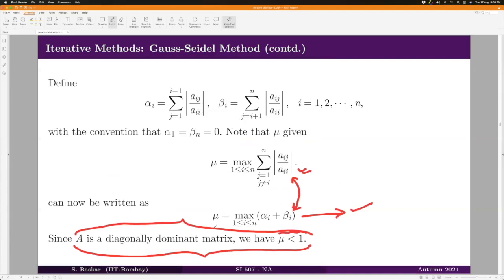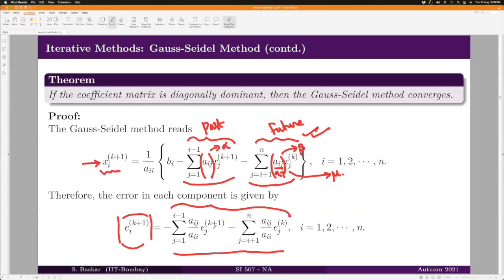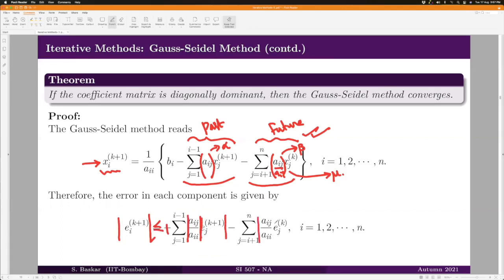Now what we do, if you recall in the Jacobi method, we have taken modulus on both sides of the error component, right? Let's see how this is going to work in the present case. Well, in the Gauss-Seidel method, the error component in the k plus 1th iteration is given like this. When you take modulus on both sides and take the modulus inside, you have this is less than or equal to modulus of this into modulus of this into modulus of this. And this, if you recall, this is alpha I and this is beta I, right?